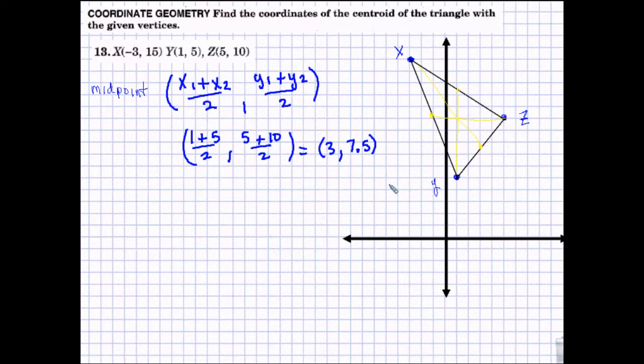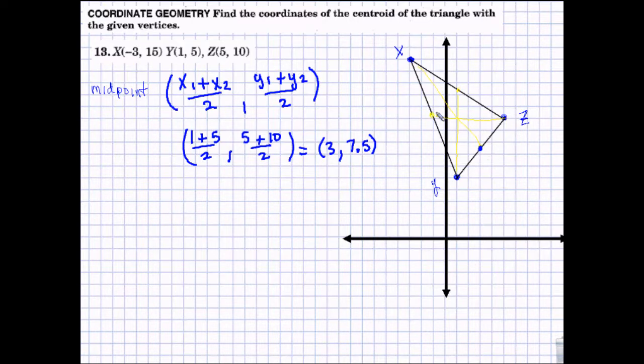Okay, so I'm going to go 1, 2, 3, 1, 2, 3, 4, 5, 6, 7.5. Oh, I found the wrong midpoint. I found the midpoint for this line. I meant XZ, not YZ. That's okay though. We know the midpoint for this line now, so we can draw that median.